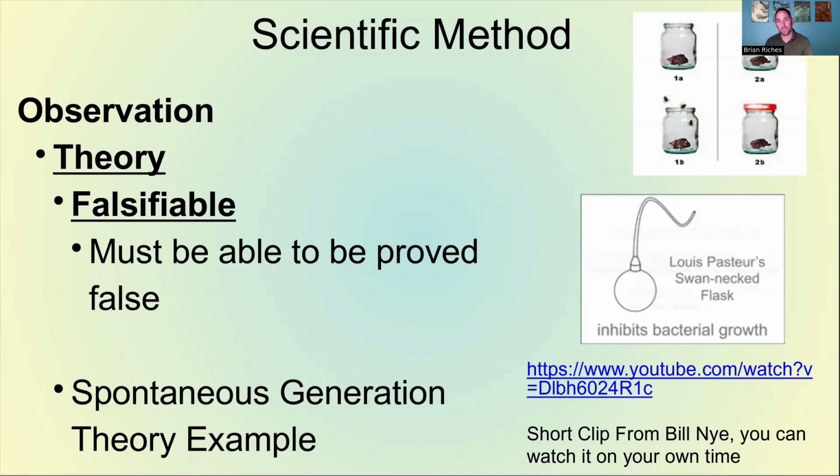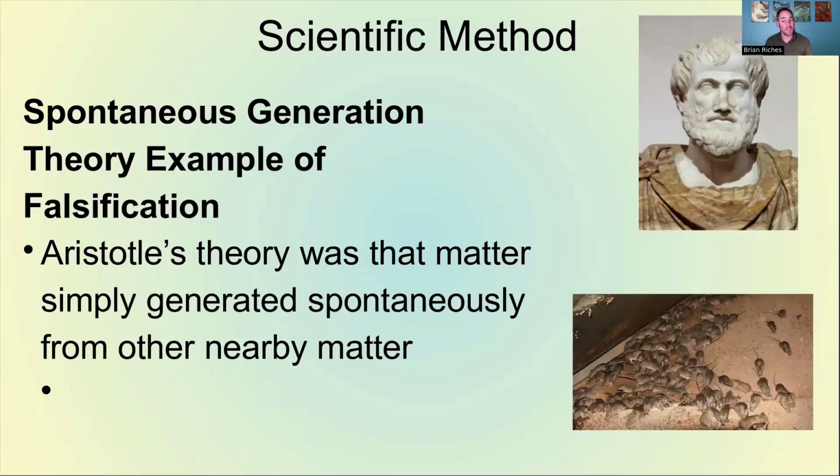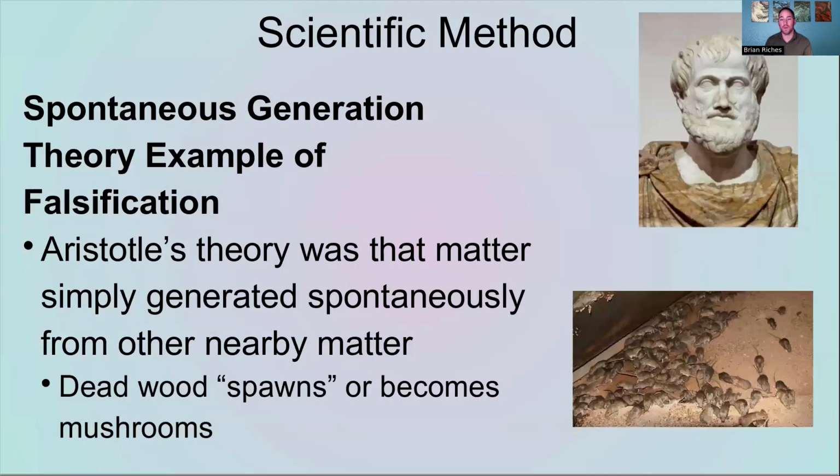A good example of this that hopefully will make sense is there used to be a theory called spontaneous generation. This was a theory for thousands of years, all the way from Aristotle's time, and it was the idea that matter simply generated from other nearby matter. So an idea here is that dead wood would spawn or become mushrooms. This was based on the observations they had. This was their big, broad idea, spontaneous generation.